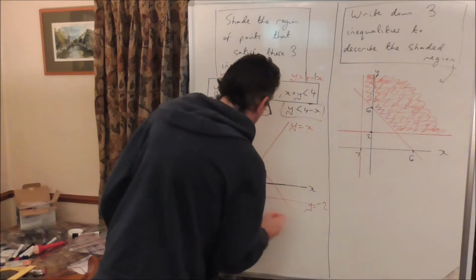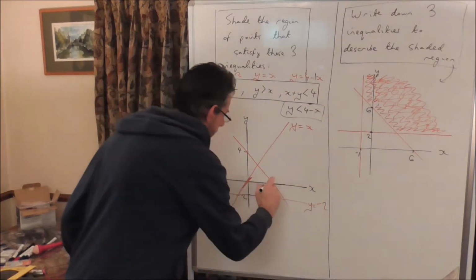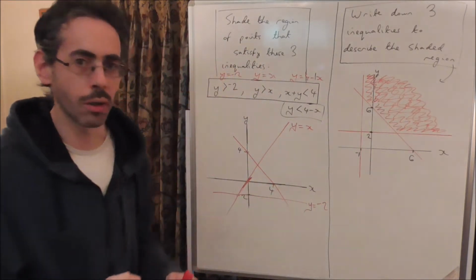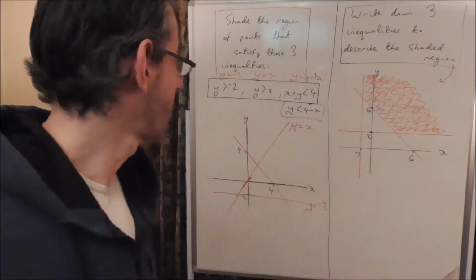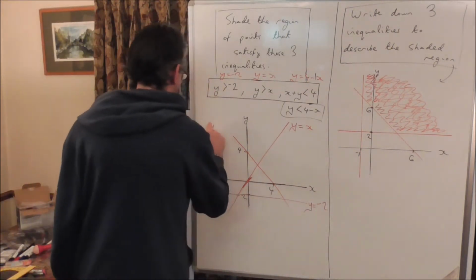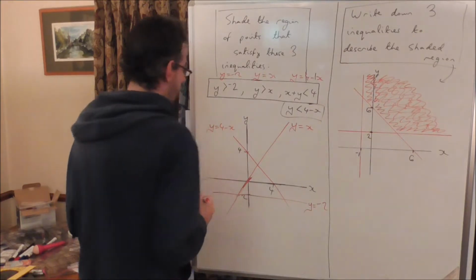So it goes through 4 on the y-axis. Because it's sloping down diagonally, it's also going to go through 4 on the x-axis. So I'll mark that in as well. I'll just label the line as well. So this is y equals 4 minus x.